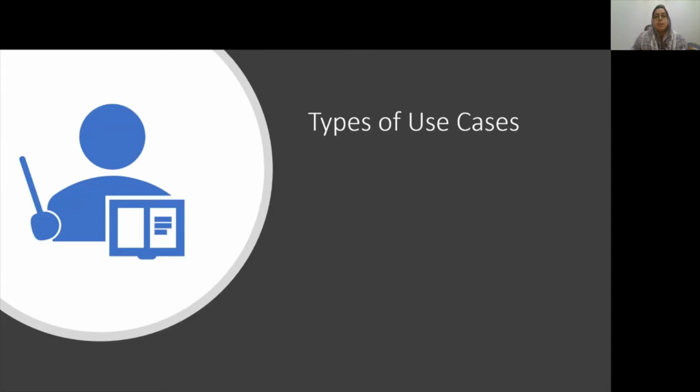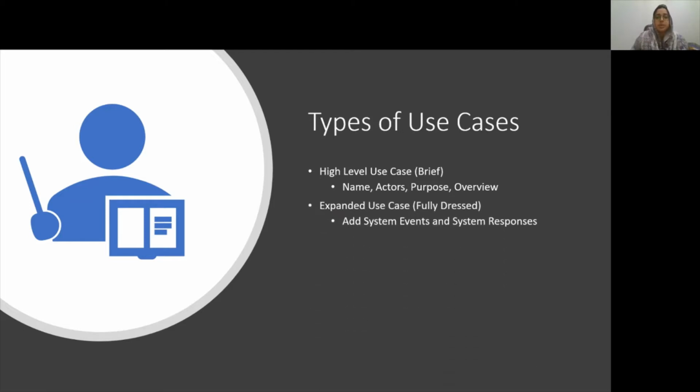So we have mainly two types of use cases. The first one is high level use cases, otherwise known as the brief level of use cases. These contain only the briefest details such as the name, actors, purpose or the overview of the use case. The second one is the expanded use cases, otherwise known as fully dressed use cases. They contain all the system events, the alternatives and all the system responses.